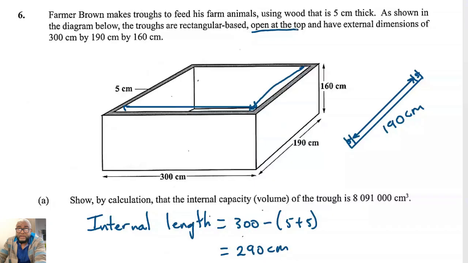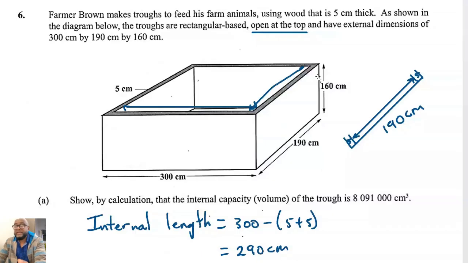Right? Now the secret in the internal height is where they said it here: it's open at the top. Meaning there's no thickness at the top. Okay? There is no thickness at the top. So if I want the internal height, what am I minusing? Am I minusing the same 10?